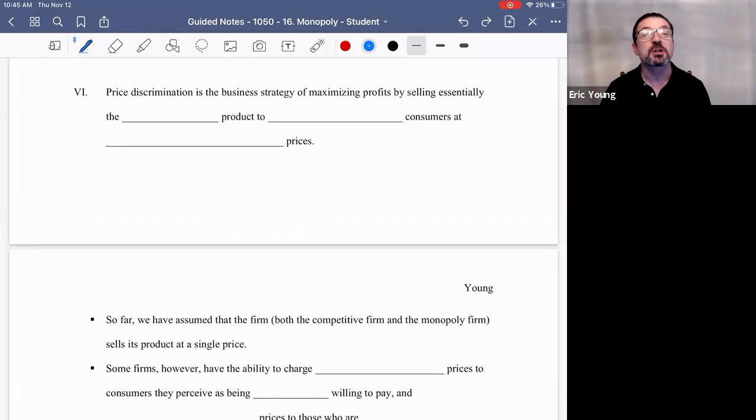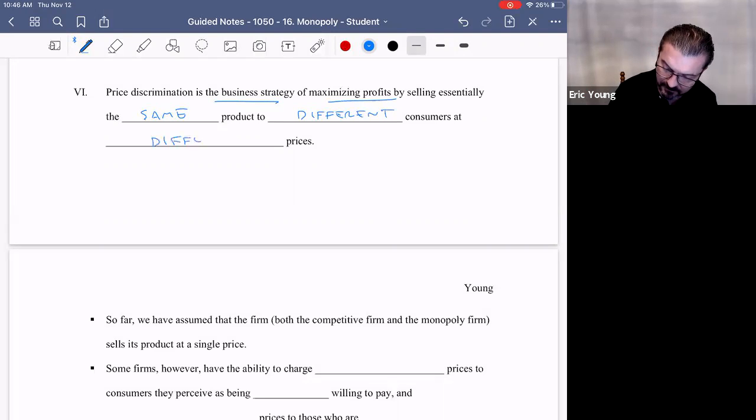So price discrimination, what is it? Well, price discrimination is defined as a business strategy of maximizing profits, and here's the key, by essentially selling the same product to different customers at different prices. Sounds pretty simple, but it's pretty profound, okay? Price discrimination, this is what we're talking about.